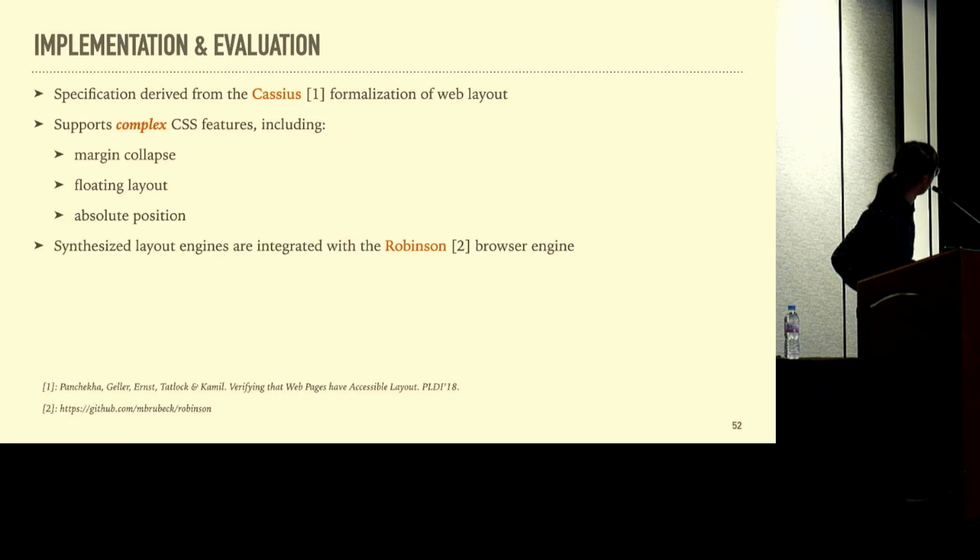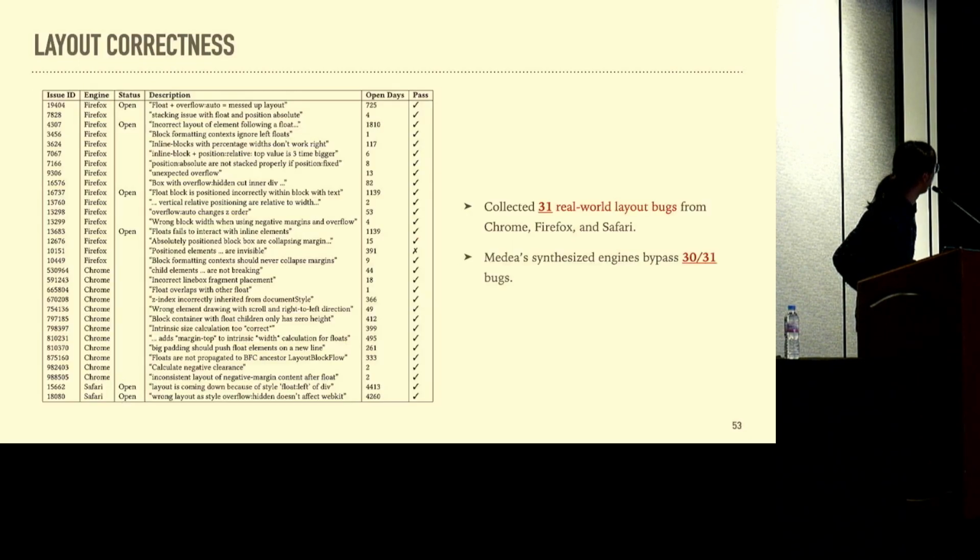We have implemented Medea from a specification derived from the CASIA's formalization of web layout. And it supports complex CSS features, including margin collapse, floating layout, and absolute position. And we connected the synthesized layout engine to the Robinson browser engine. And Medea can synthesize correct layouts. For example, we collected 31 real-world layout bugs from Chromium, Firefox, and Safari, and Medea's synthesized layout engine is able to bypass 30 out of 31 of them. The last one being that the feature is not standardized by CSS.